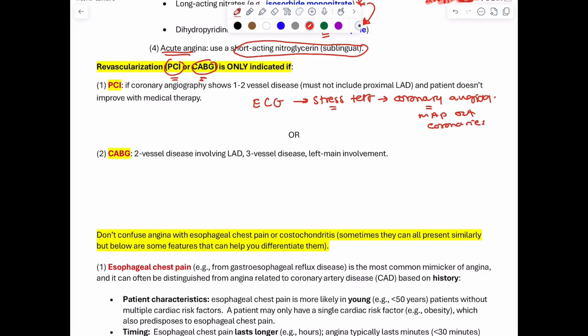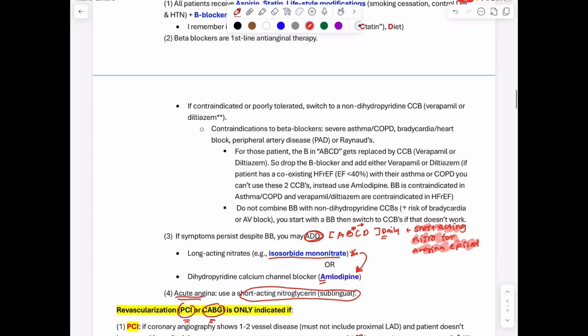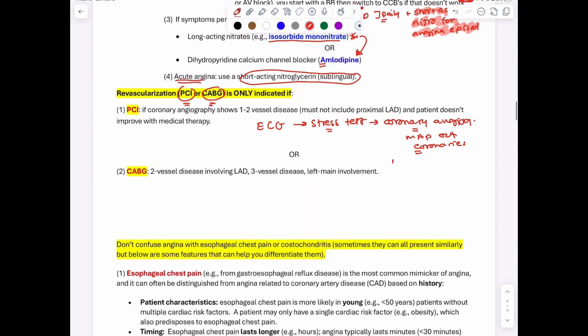Okay, and then based on the extension of the plaque, you're going to decide if the patient gets only medical therapy. So basically what we just talked about here, they're either going to just get the ABCD part plus the nitro, or they get the ABCD plus nitro, then they get a PCI. Let's say you're giving them all these medications and they don't get better, you do a PCI or you do a CABG. Okay, coronary artery bypass graft.